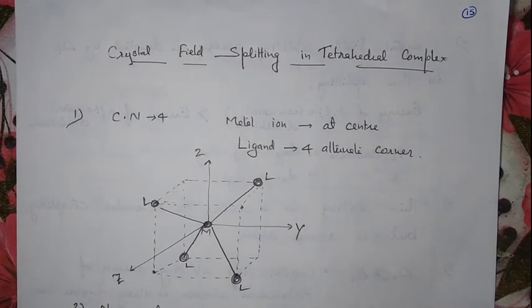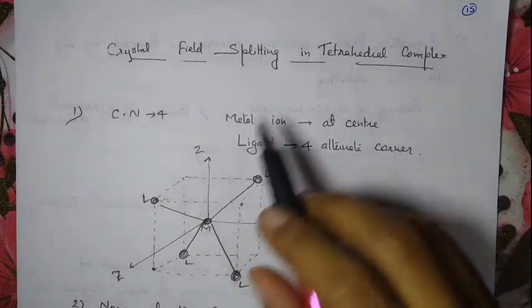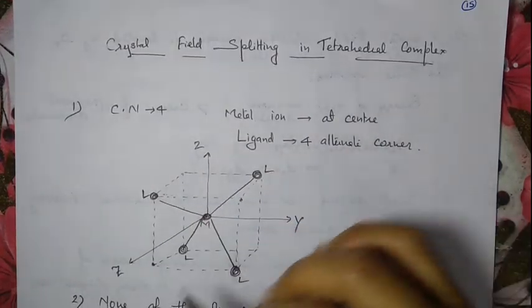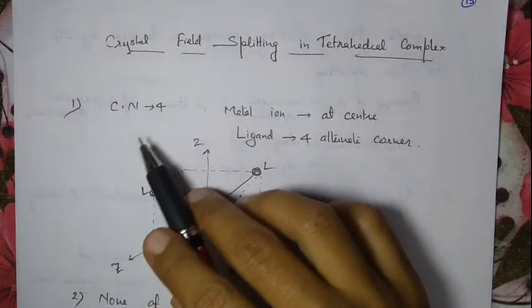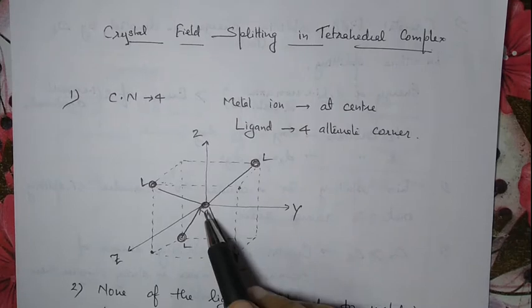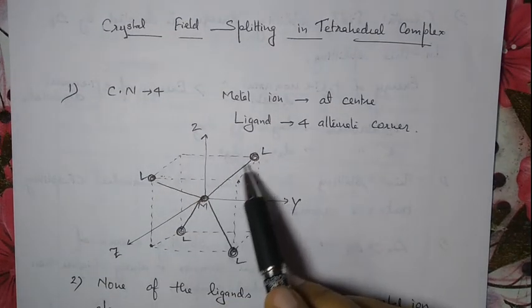In the last lecture, we discussed crystal field splitting in octahedral complexes. Then come to tetrahedral complexes. This is a difference in geometry. In this case, the coordination number is 4. The metal ion is present at the center, but the ligands are present at alternate corners.